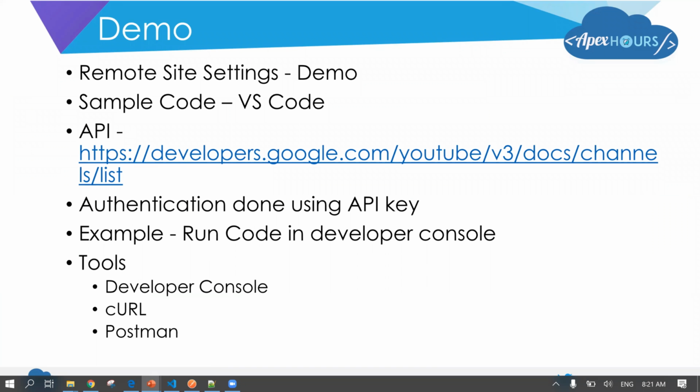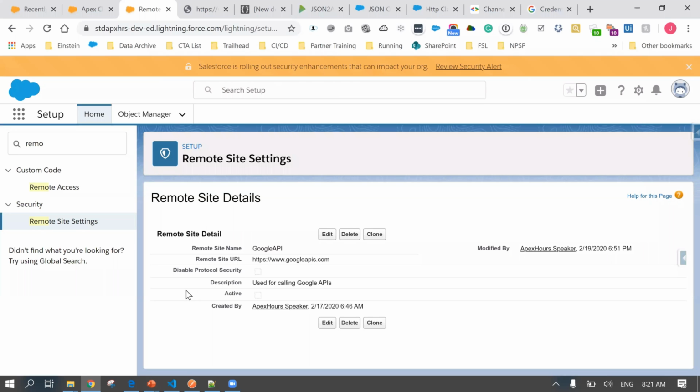Second, let's look at the code. I'll just show you the code. And again, I talked about authentication. We are calling the third-party API, which is the Google API, using an API key. This is a very key thing. Without the API key, I would not be able to talk to Google's API. I'll run the example now.